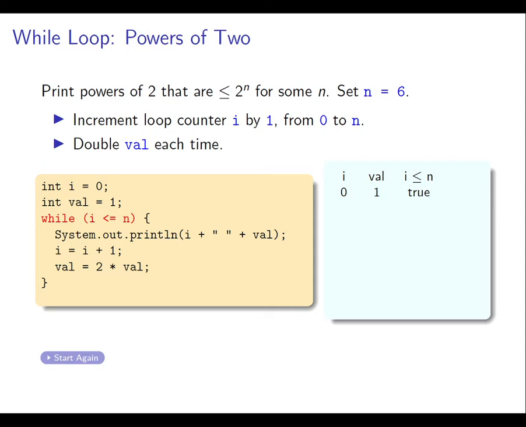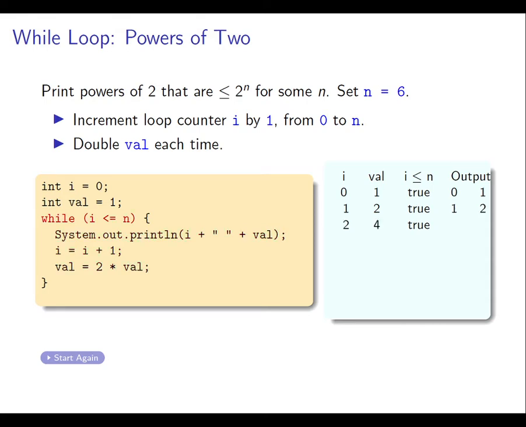Yes, it's true. So we're going to enter the block that follows the while keyword and carry out those 3 statements. And the result is going to be that we're going to print out i, and then a space, and then val, giving us 0 and then 1. Now we're going to add 1 to i, making it 1, and we're going to double val, making it 2. We're going to go back and test the Boolean condition again. It's still true that i is less than or equal to n, because 1 is indeed less than or equal to 2. And so we go through again, and we print out 1 and 2.